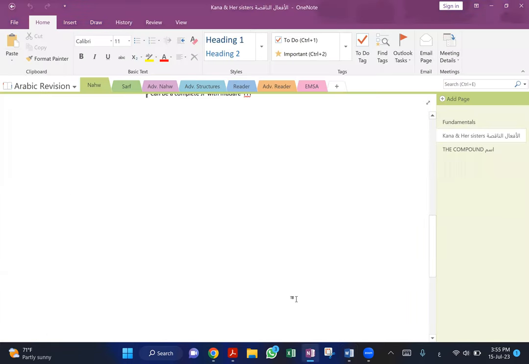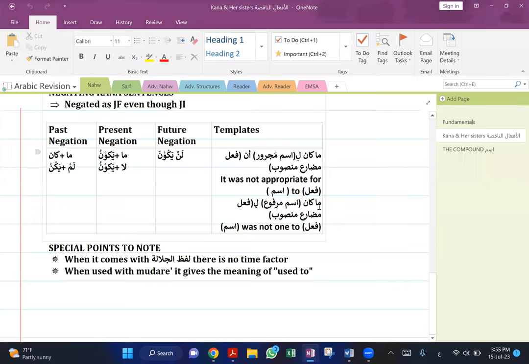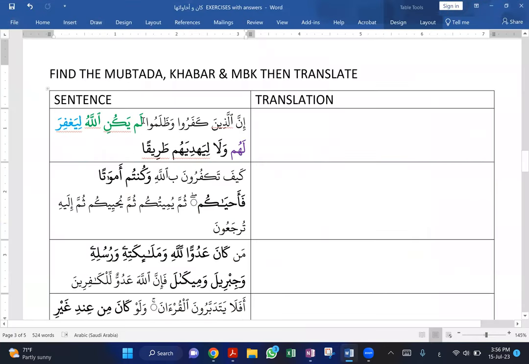Let me pull it up. You have ما كان plus an ism marfu' plus لِ and then a fi'l mudari' mansub. Remember that? This is the structure we are looking at right now. Instead of ma kana you have lam yakun, which is the same thing, because that's how we negate the madi: either ma kana or lam yakun. Then an ism that is marfu', the lafdul jalala here, and then li plus a fi'l mudari' that is mansub. That is the structure we are talking about.